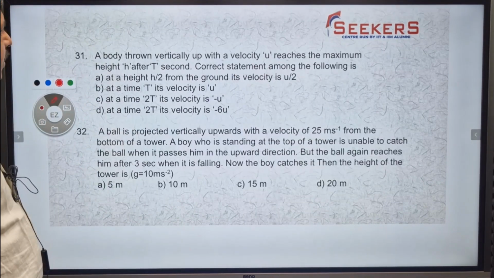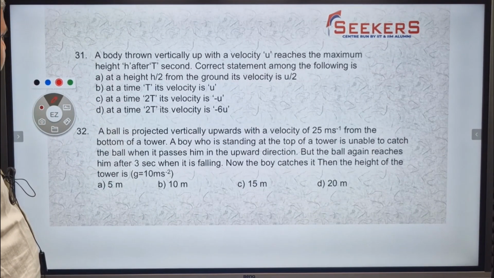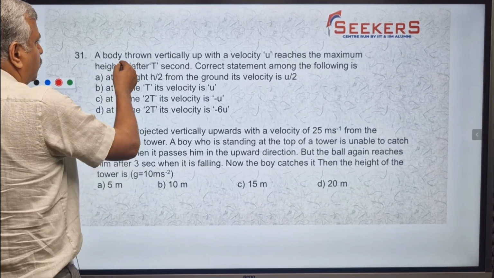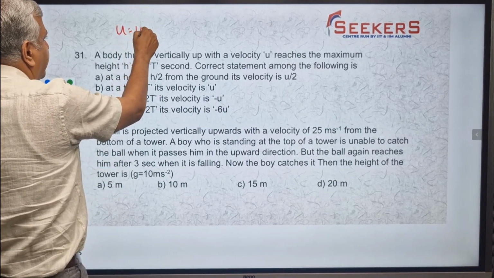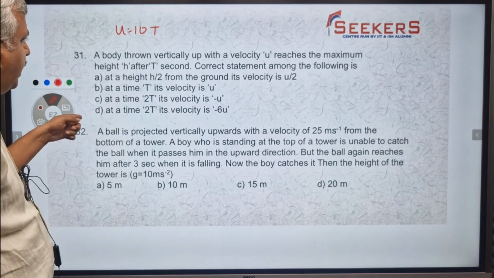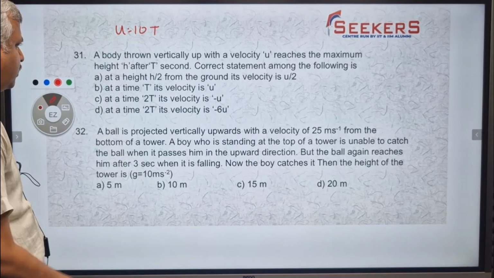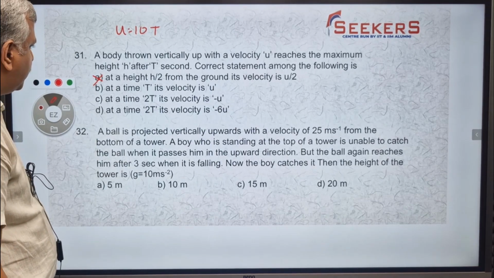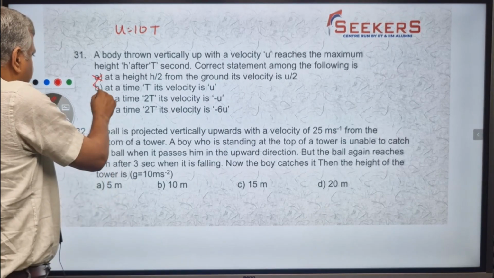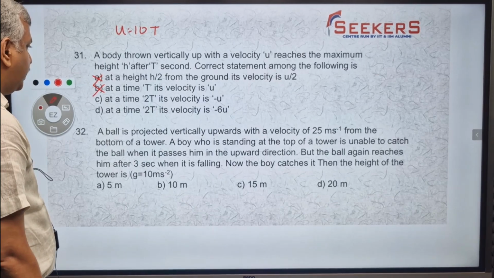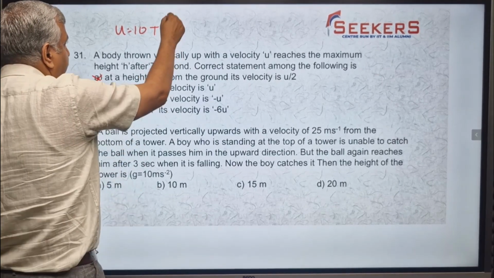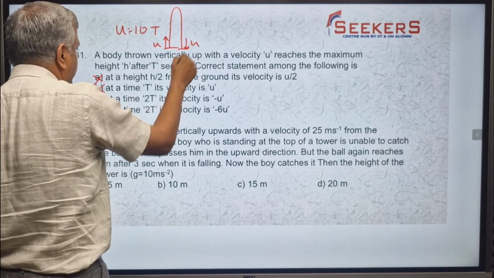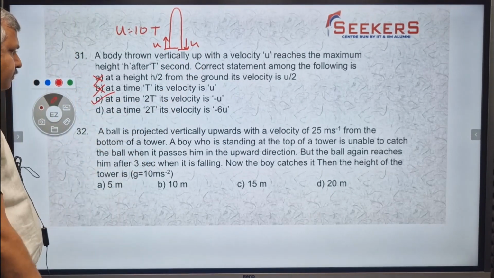A body is thrown vertically upwards with a velocity u, reaches a maximum height h after t seconds. So u is equal to 10 times t. At h by 2 from the ground, its velocity is u by 2. This is definitely wrong. At time t, its velocity is u. This is also definitely wrong. At time 2t, its velocity is minus u. Yes, the time taken to go up is equal to the time taken to come down. So this is u at 2t, absolutely correct.